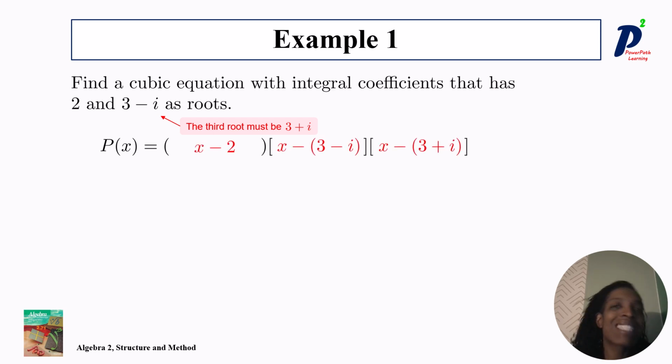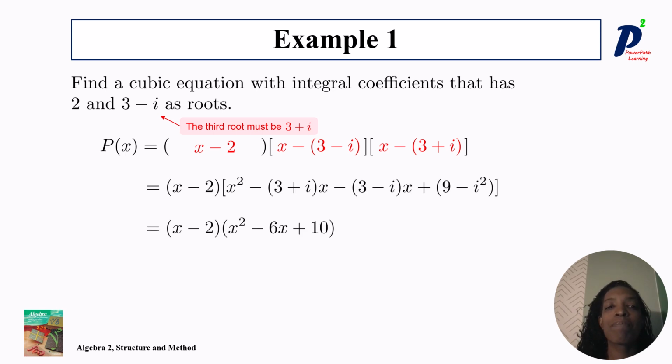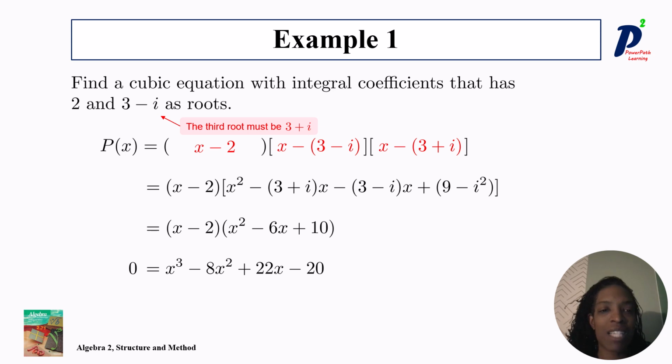Now, the hard part comes next. We have to simplify this. It takes a little bit of work, but we finally end up with x to the third minus 8x squared plus 22x minus 20. When you're in this simplification step, just take your time, try to be careful of errors, and be patient with yourself.